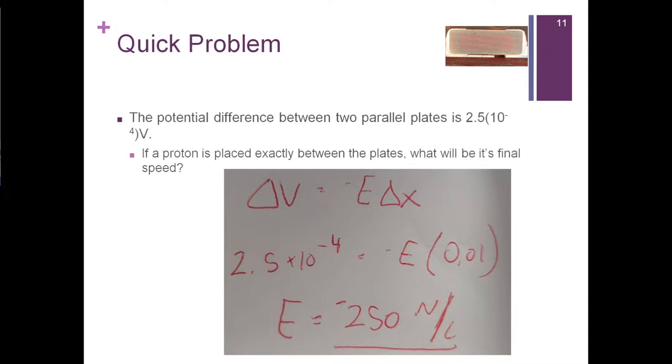So, short sample question to try to get some work related to this in your notes. The potential difference between two parallel plates is 2.5 times 10 to the negative fourth volts. So that is the voltage.